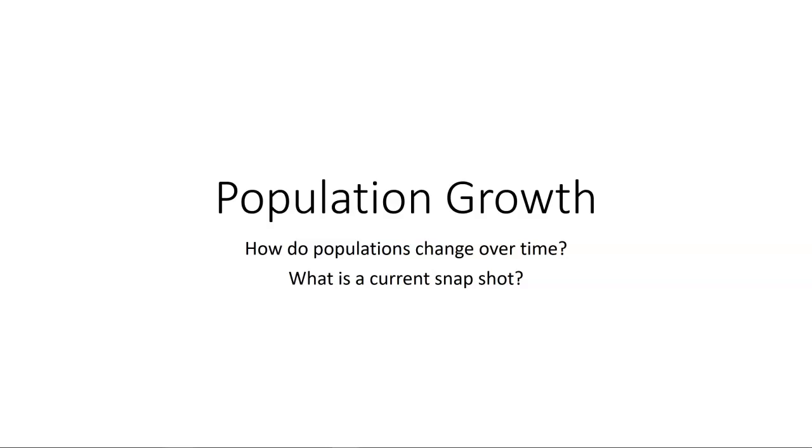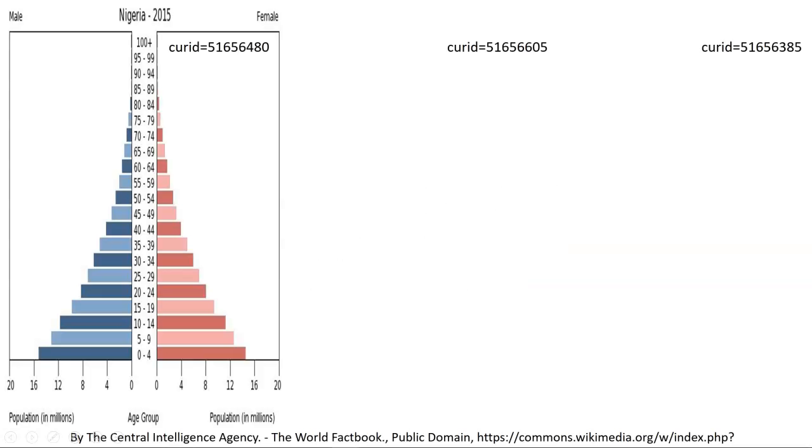So in this particular case, we're going to look at population growth among humans in geographic areas. We're going to start out with a population distribution, and this happens to be in the country of Nigeria, which is one of the fastest growing countries in the world. The information in here was taken from the Central Intelligence Agency World Factbook. It's in the public domain.